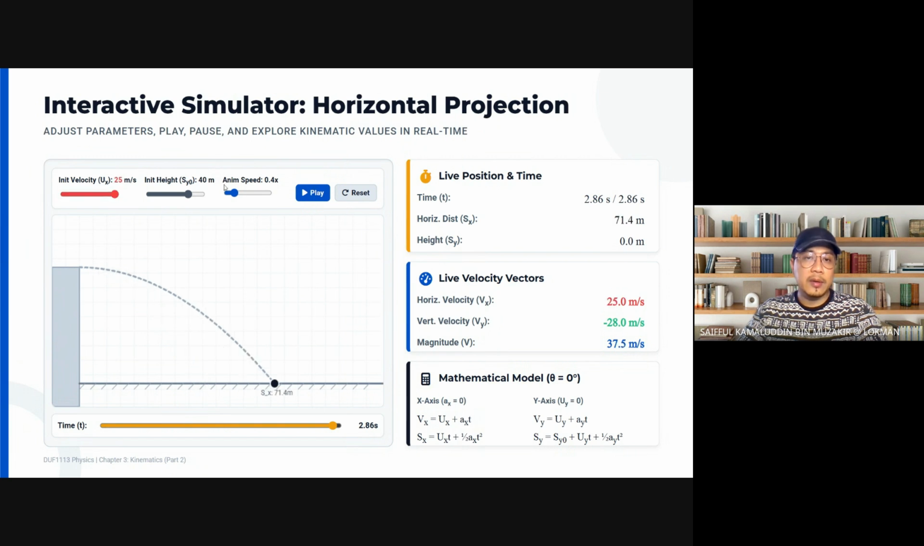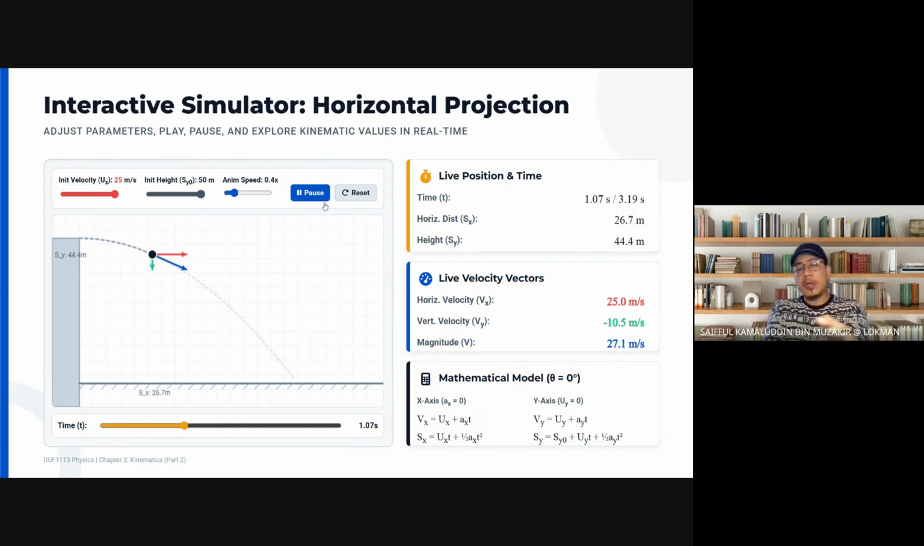Initial velocity, all right. Initial height, a bit higher. Play again. Yeah, play. See the ball? Look at the red and green arrow. Starting from here, downward, downward, downward.